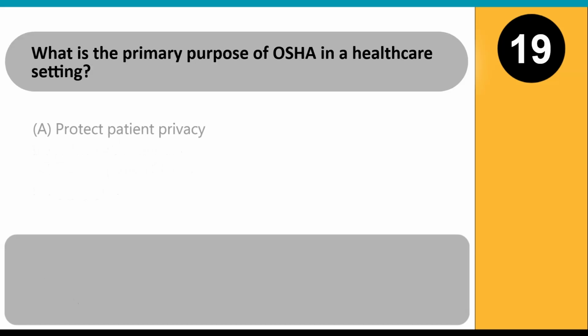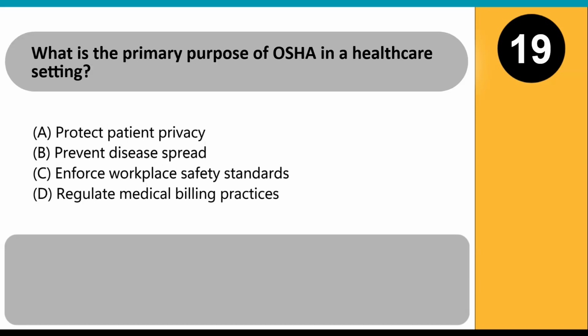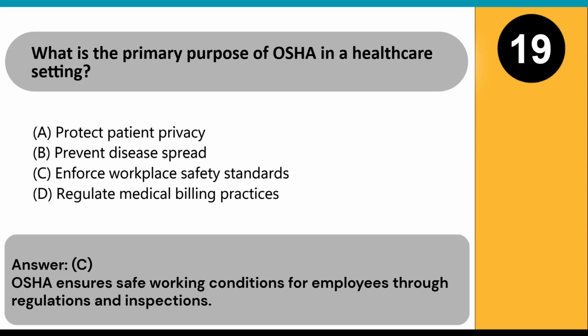What is the primary purpose of OSHA in a healthcare setting? A. Protect patient privacy. B. Prevent disease spread. C. Enforce workplace safety standards. D. Regulate medical billing practices. Answer: C. OSHA ensures safe working conditions for employees through regulations and inspections.